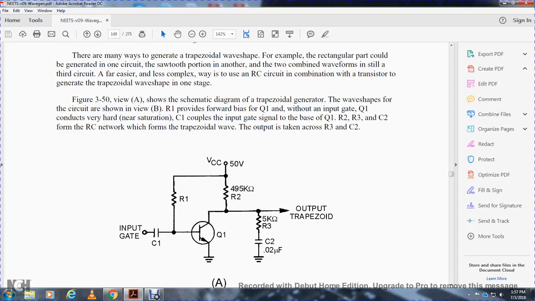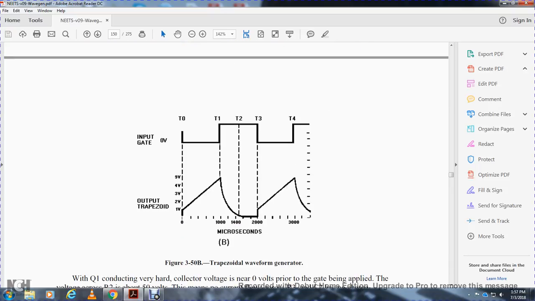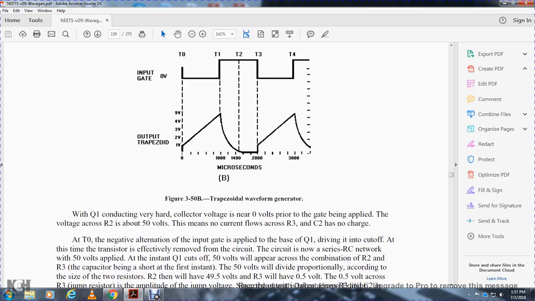The input gate is coupled through capacitor 1, with resistor 1 on the base and resistor 2 on the collector. The collector also has resistor 2 and resistor 3 with the capacitor, with the collector supply at 50 volts. Input gate and output trapezoid in microseconds, a rectangular wave shape and then the sawtooth.